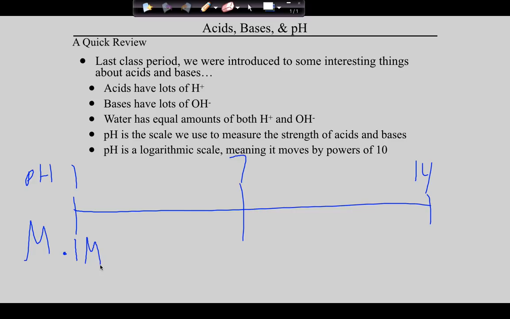Guys, how do we write 0.1 in scientific notation? 10 to the negative what? First. And guys, that's where the pH comes from. So the idea is the pH is the negative exponent of the molarity. So if we've got a 0.1 molar acid, that has a pH of 1.